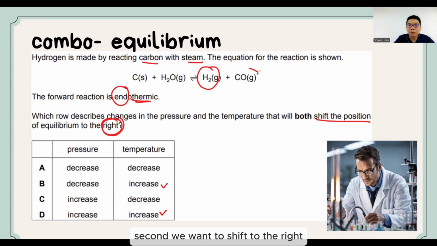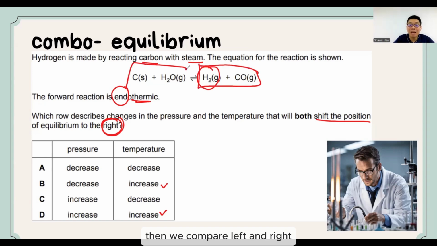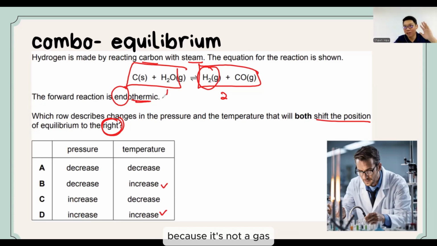Second, we want to shift to the right. Then we compare left and right. How many moles of gas? On the right, we have 2 moles of gas. Left, we have only 1 mole of gas. This carbon solid will not affect it because it's not a gas. To shift to the right, more particles. Pressure must decrease so they can prefer higher particles. Okay, so the answer is B.